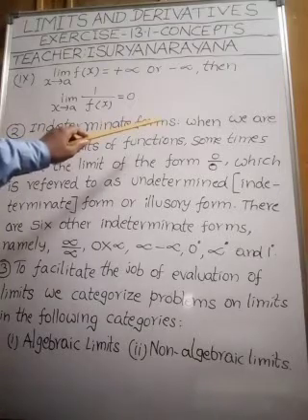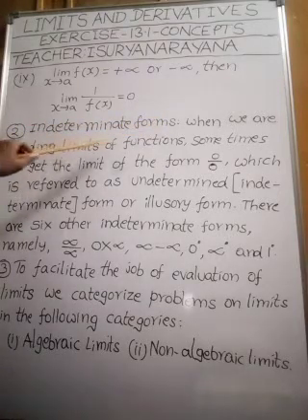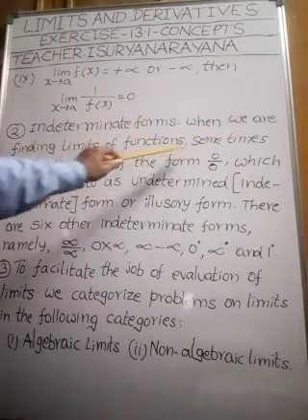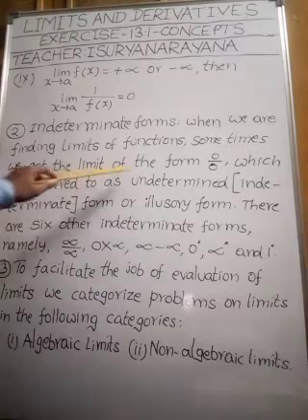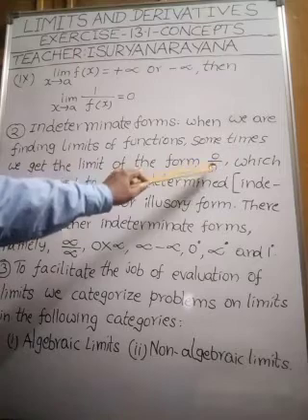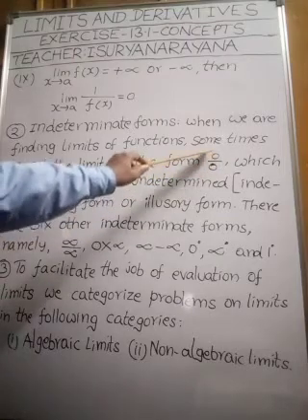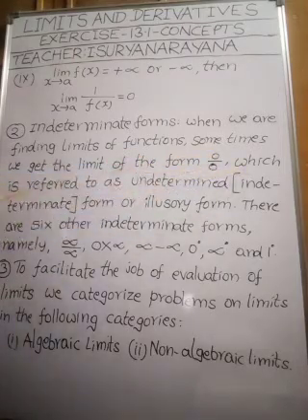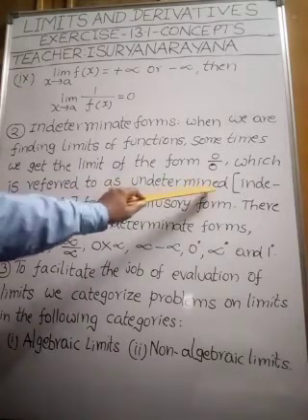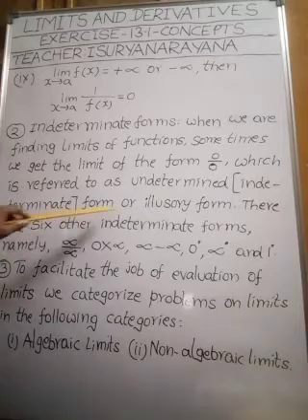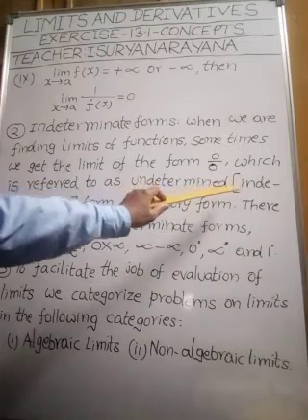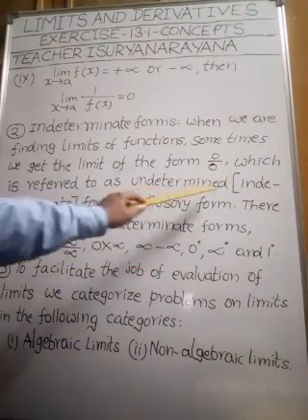Indeterminate forms. What is meant by indeterminate forms? When we are finding limits of functions, sometimes we get the limit of the form 0 by 0. Sometimes we get the answer in the form of 0 by 0, which is referred to as undetermined or indeterminate form or illusory form. This is called indeterminate form, undetermined form.